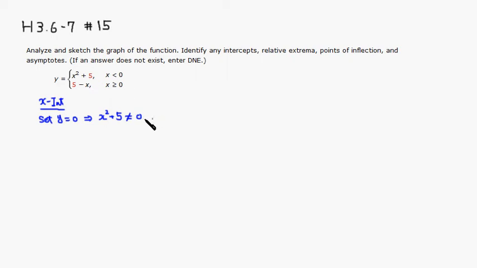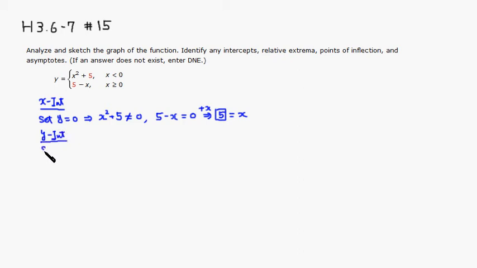But if you look at the second formula, 5 minus x, if you set that equal to 0, then you can just add x to it. So you have 5 is equal to x. So we found the x-intercept is 5. Make sure that it's greater than or equal to 0. So we found the x-intercept.